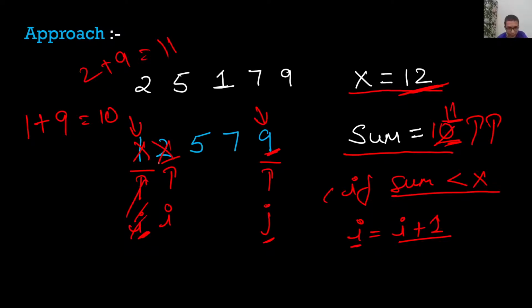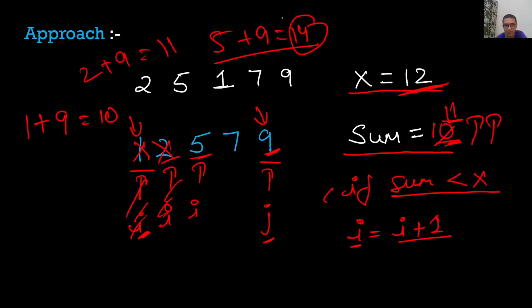So again I'll discard this element and I'll move i to the next element. So now i will point to this 5. 5 plus 9 equals 14. Now 14 is the sum. The sum is greater than this 12. So now I want to decrease the sum.